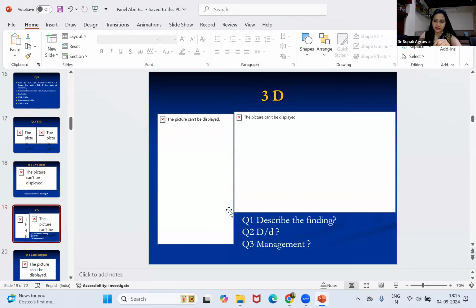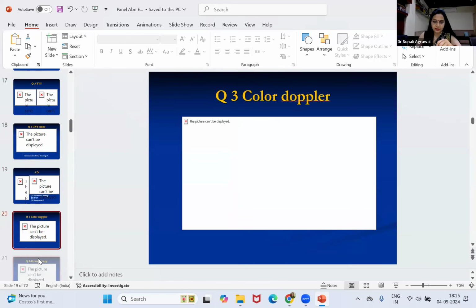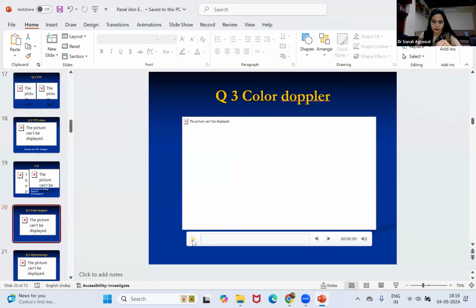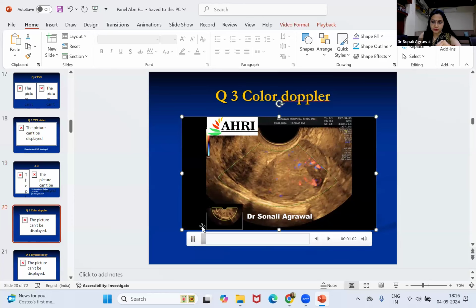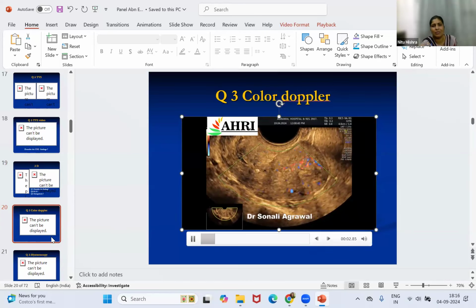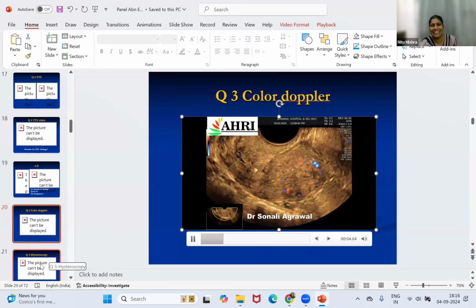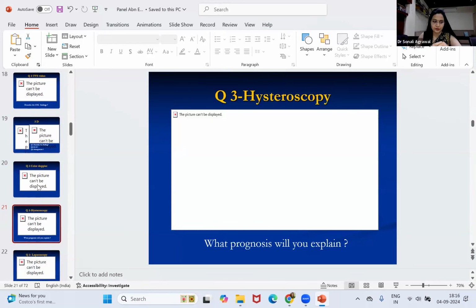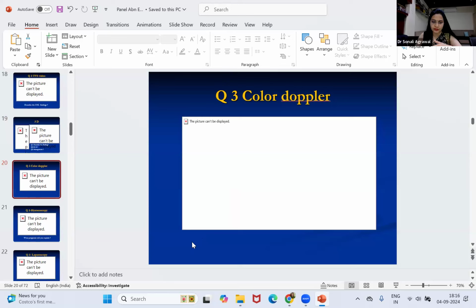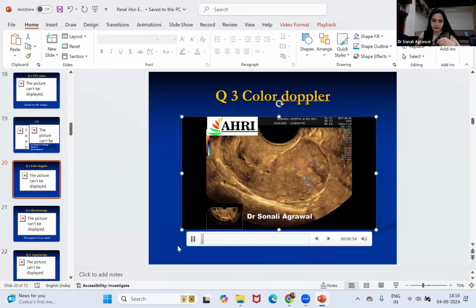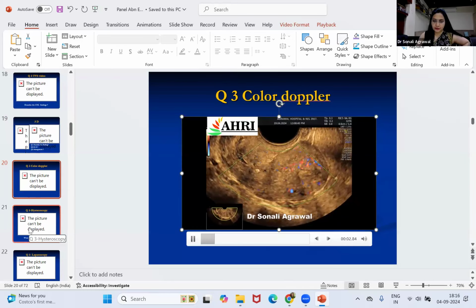Ma'am, we can see this beautiful synechiae or irregular endometrium on 3D also, but unfortunately I am not able to show it. No problem, it is visible in this also. It is very beautiful. There's no pathology in the myometrium; the myometrium is showing normal flow. No issues.